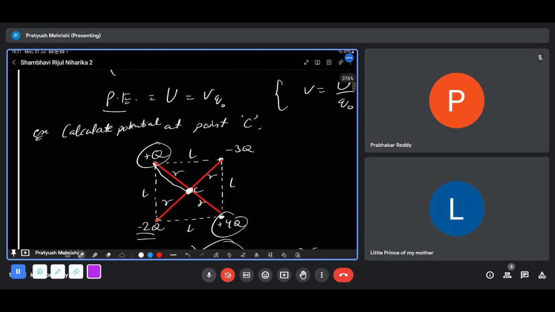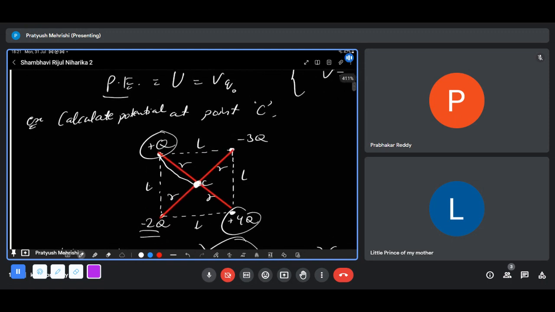Next point. Calculate the potential at point C. C is the center. Calculate it fast now. You have 2 minutes. Calculate it fast. Just calculate it.